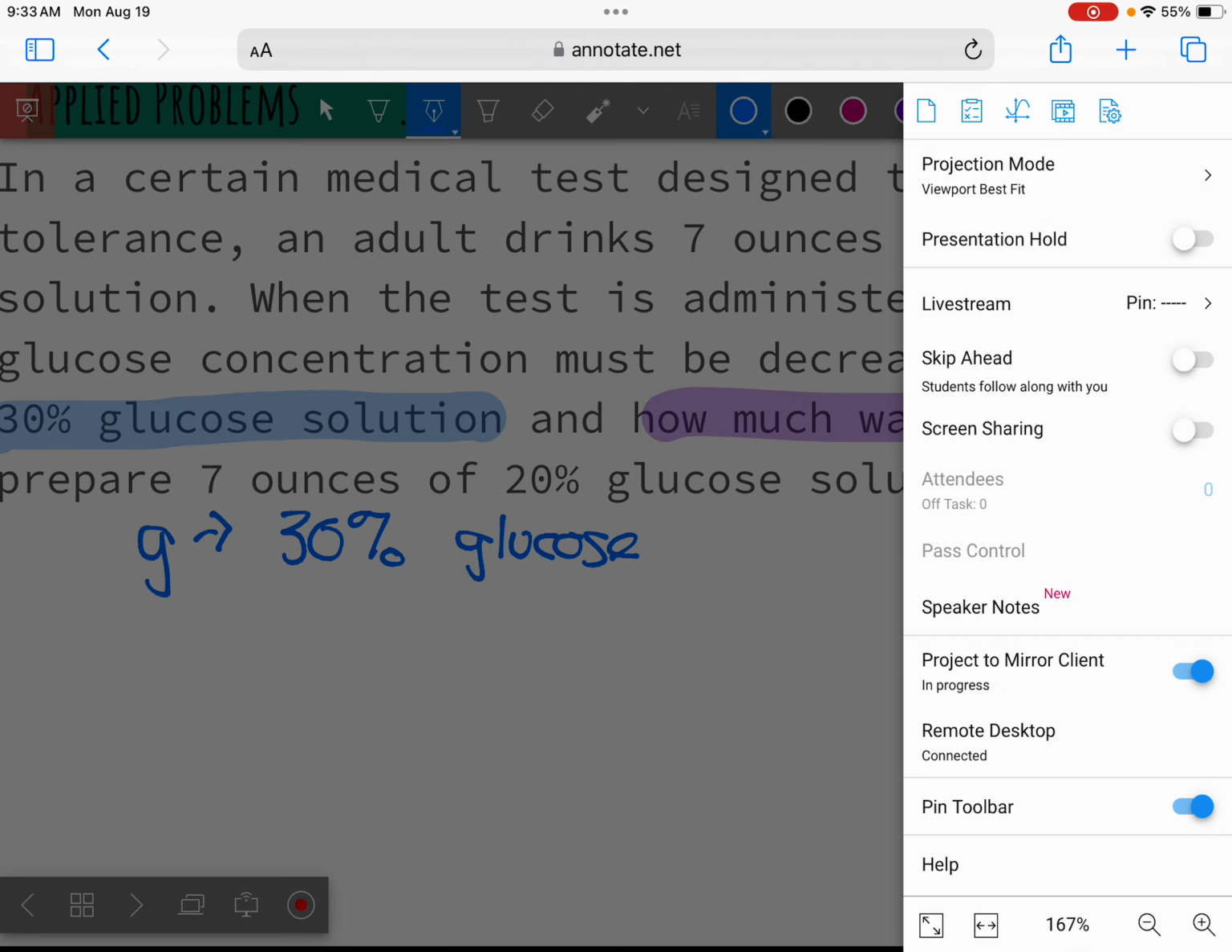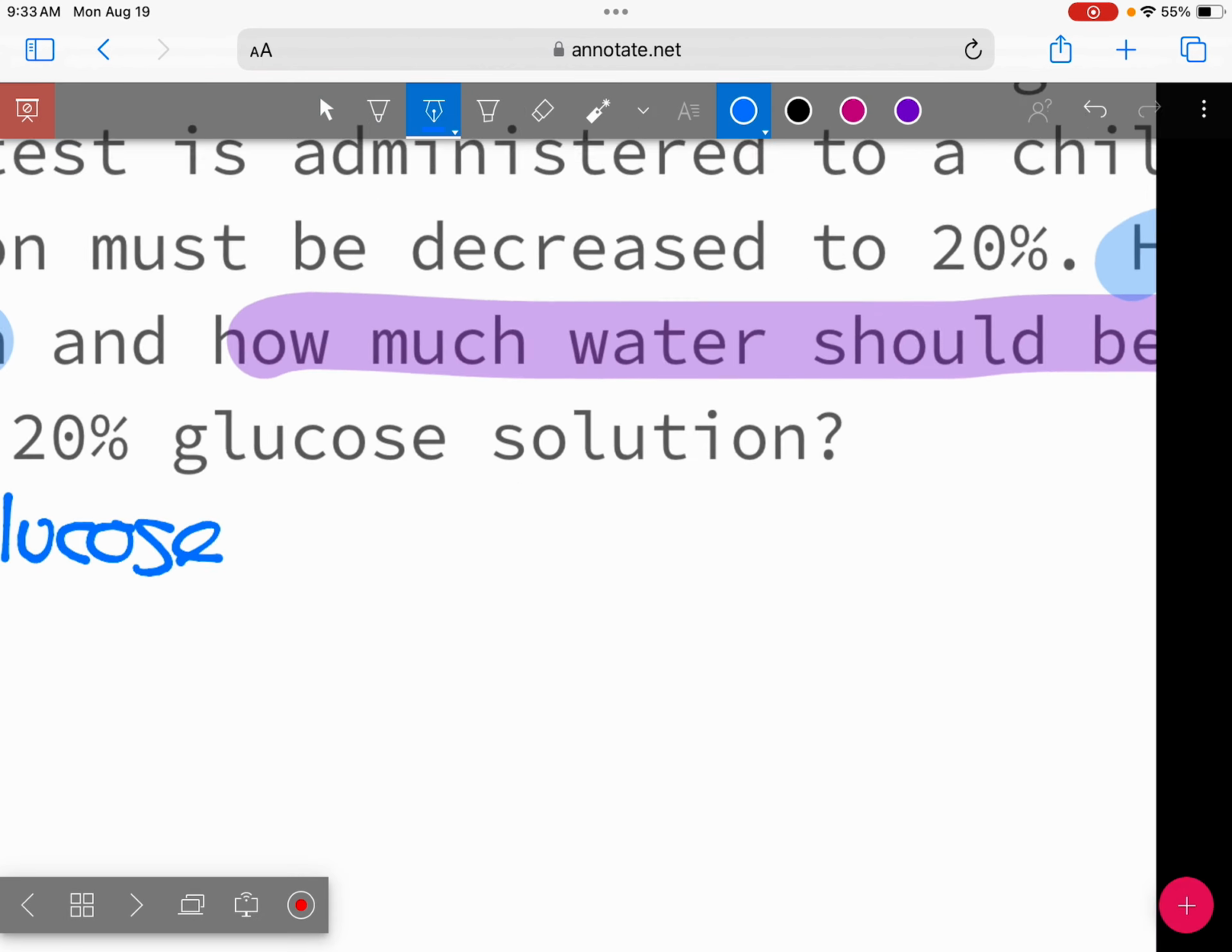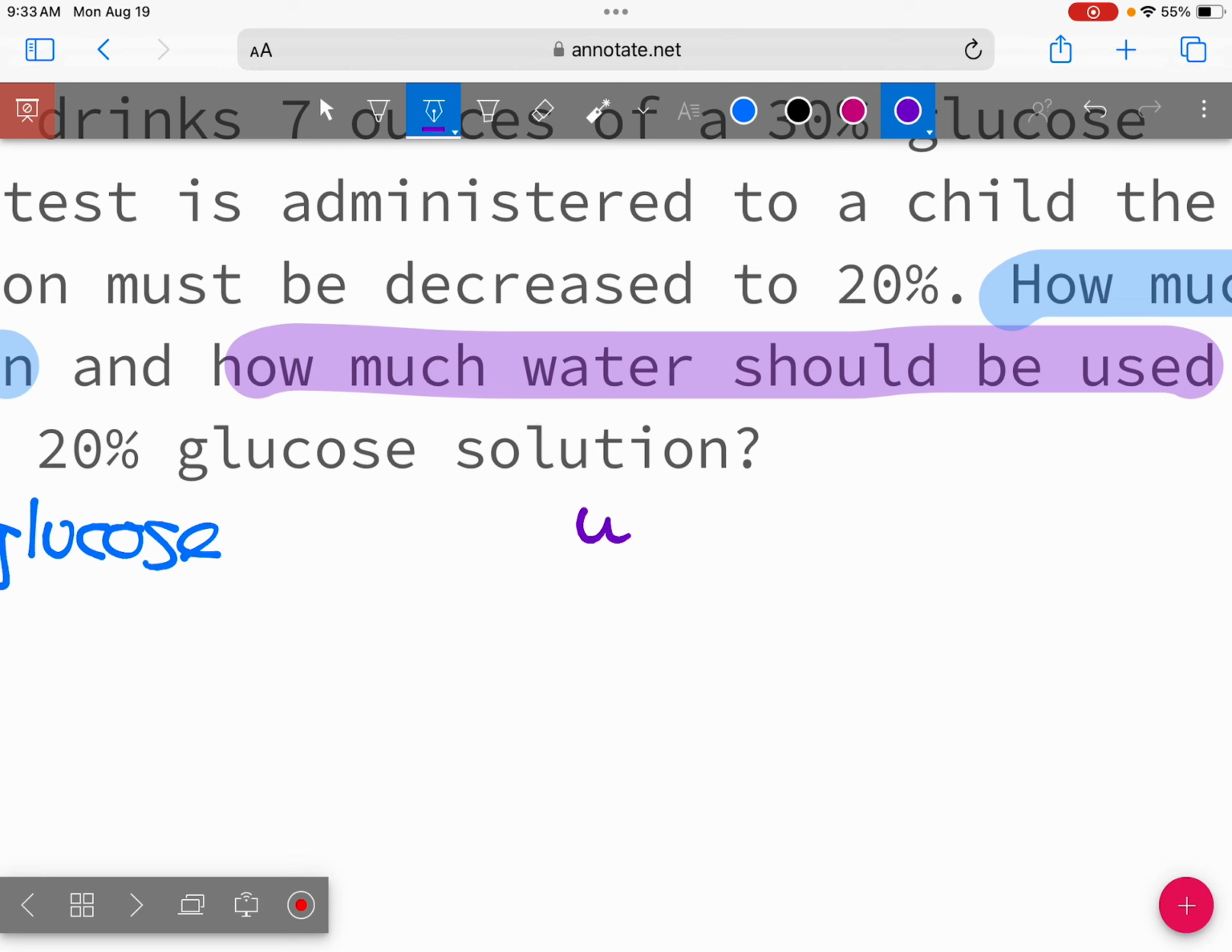Oh, sorry. Let me lock the page out so you're not following my zooming in all that much. And my W is going to be how much water. Okay? So those are the variables we're using. It's the amount of glucose and the amount of water.